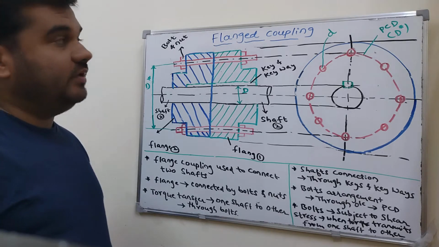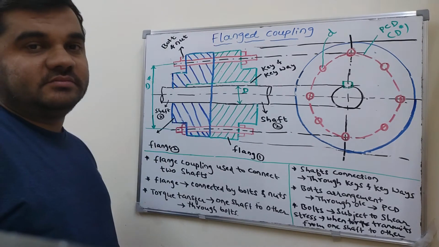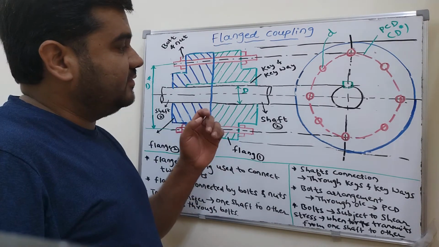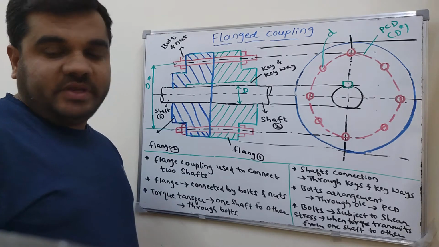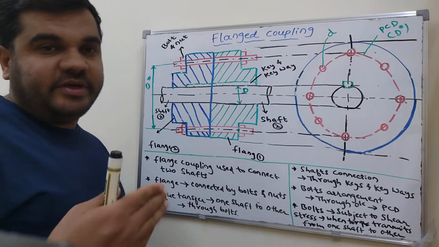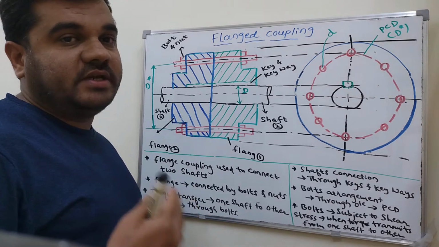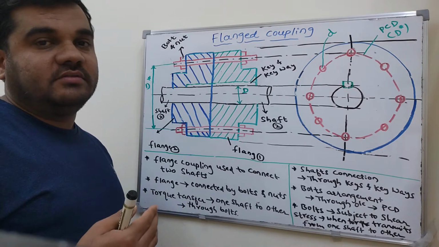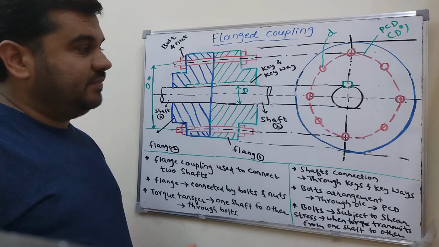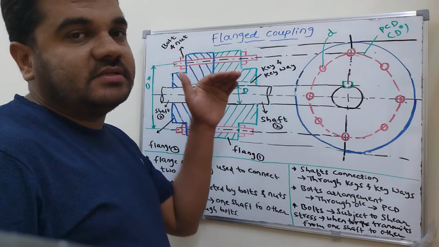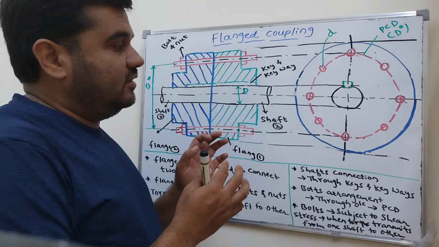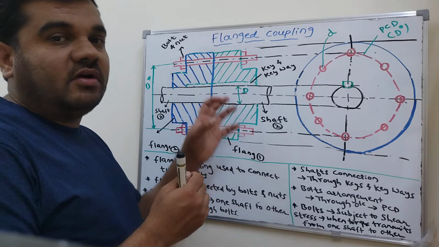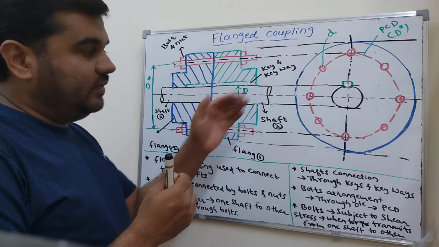In this video, we will discuss the flanged coupling. Flanged coupling is also one of the parts of torsion. In the previous videos, we solved problems and derived the different equations related to torsion. Torsion equation we derived. Now this flanged coupling is one of the parts of torsion, and we will solve problems on flanged coupling here.